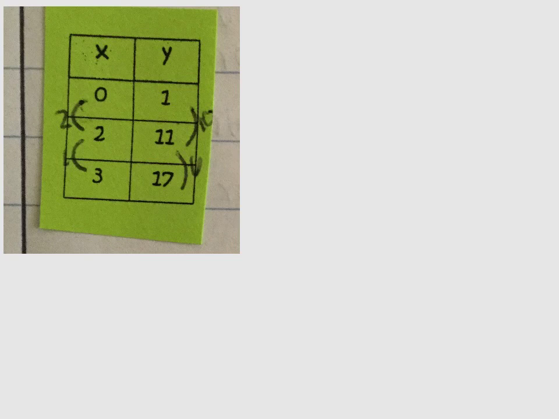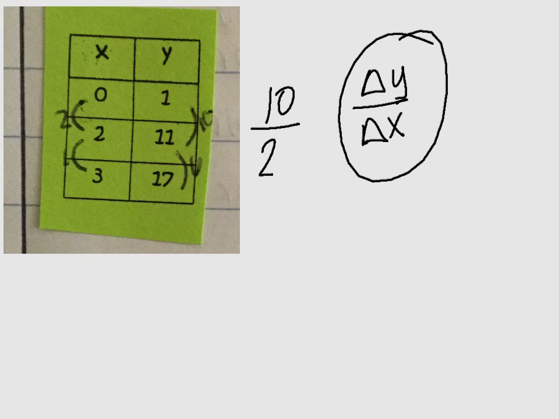Last one. We already have the difference. We have 10 and 2, so 10 over 2, because that's change in y. Don't forget this, change in x. I'm writing it every time because you need to remember it. 10 over 2, which is 5. 6 over 1, which is 6. Not linear.